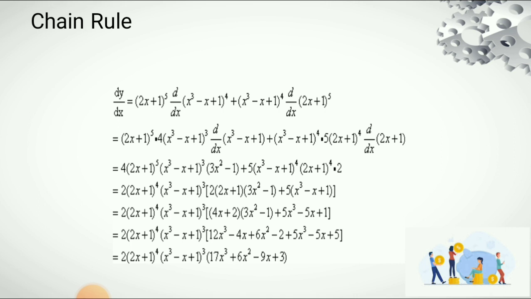So the final answer is 2 times 2x plus 1 raised to the power of 4 times x cubed minus x plus 1 raised to the power of 3 times 17x cubed plus 6x squared minus 9x plus 3.